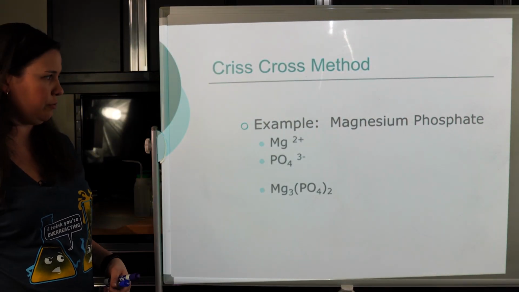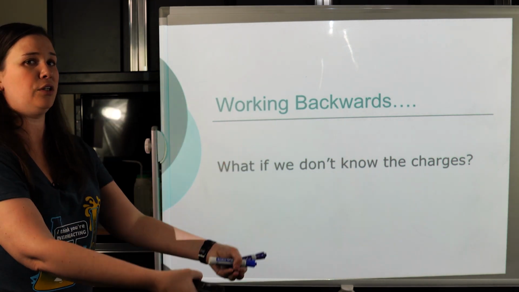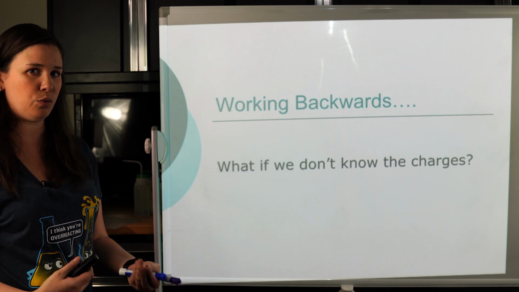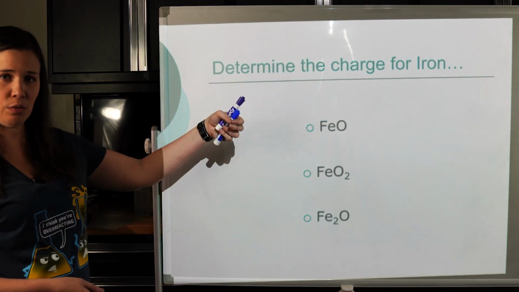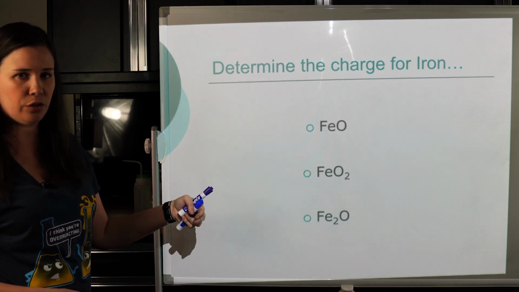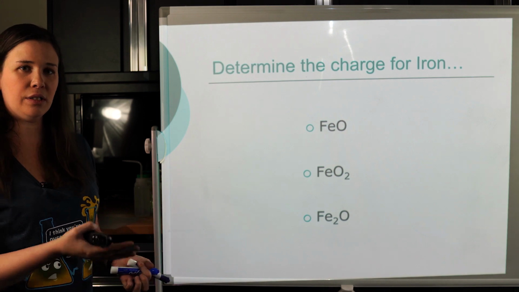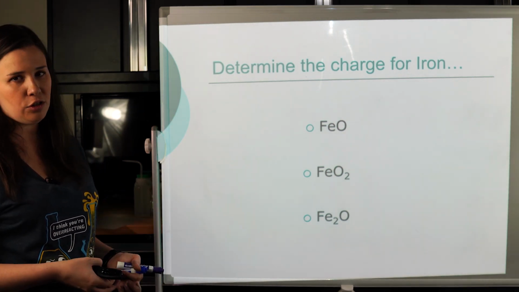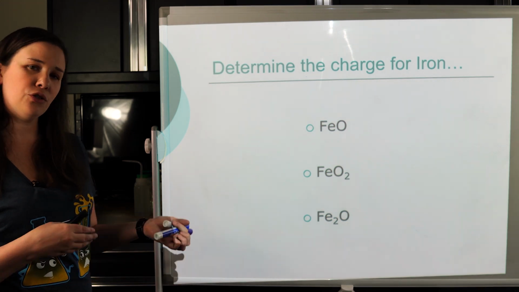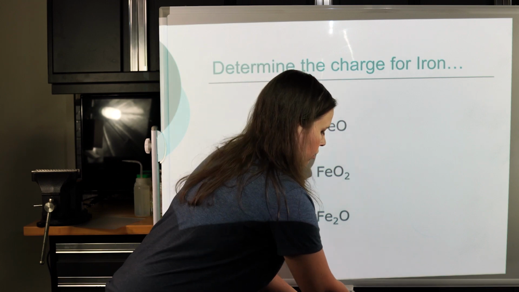So there was our magnesium phosphate. Now I want to apply this idea to figure out charges for transition metals, where it could be different. So I've got these three compounds. I have iron attached to oxygen, but in lots of different ratios. Quick side note, this wouldn't happen to metals in group 1, 2, or 13 because they have set charges. But transition metals can have different charges, or to be more technical, different oxidation numbers.